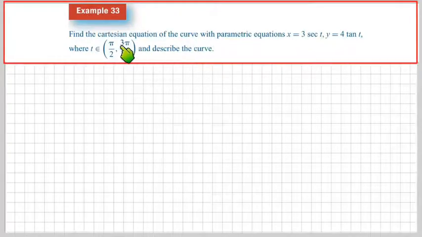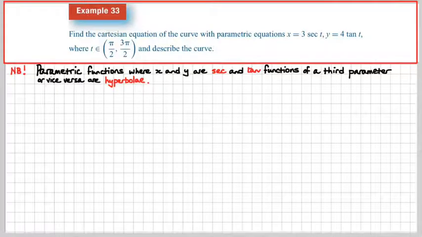Now, in addition, in this question, we've got a restricted domain. So this is very, very fascinating. When they do that, usually they're going to make it only one branch or one part of the hyperbola. So you've got to be very, very careful to analyse what this restricted domain means, right? If it's t is any element of R, no problem, it's the whole thing. But if it's restricted like this, you better watch out, because they're setting you up for a booby trap, okay, if you're not careful. Now, as I've said here, parametric equations where x and y are sec and tan functions of a third parameter, in this case it was t, or vice versa, tan and sec, in other words, we're dealing with hyperbolae, right?